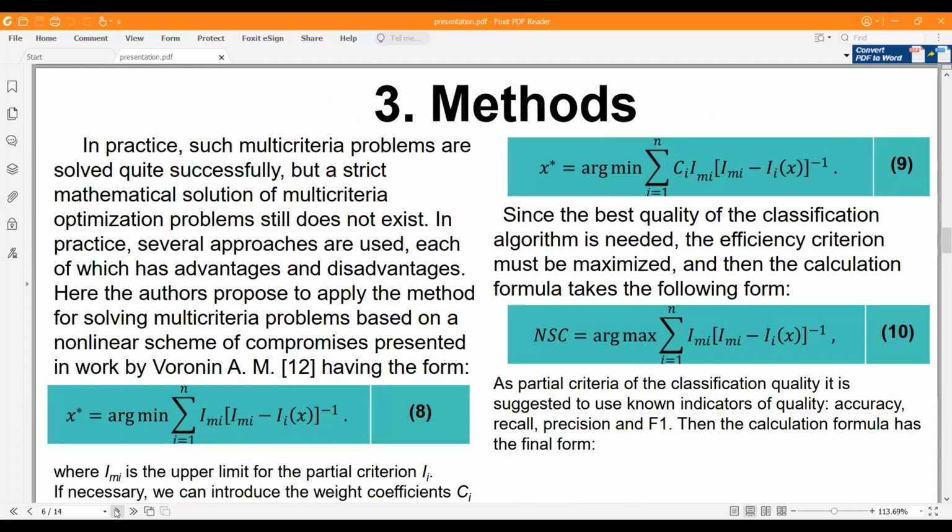Quite often when using different classification algorithms, similar quality indicators are obtained and it is difficult for a user to choose one of them. This is especially true for the criteria of highest efficiency, which is calculated for each system separately and depends on business objectives. In practice, several approaches are used, each of which has advantages and, of course, disadvantages. We propose to apply the method for solving multi-criterion problems based on a non-linear scheme of compromises presented in work number 8. The introduction of coefficients C allows us to give a preference to one or another criterion, being better adapted to the specific business task.